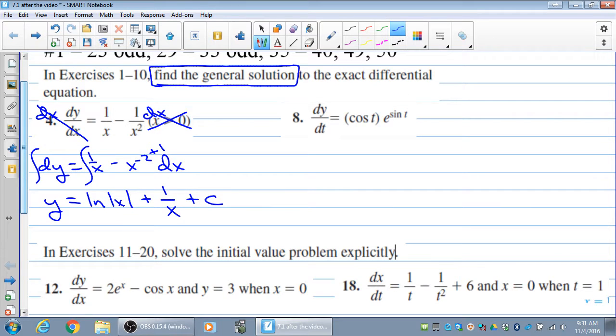You need plus c. And the reason I stress it so much is sometimes AP assigns 1 point to that plus c out of 9. And so it's a pretty big deal.